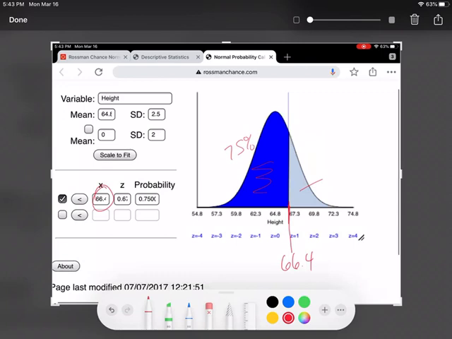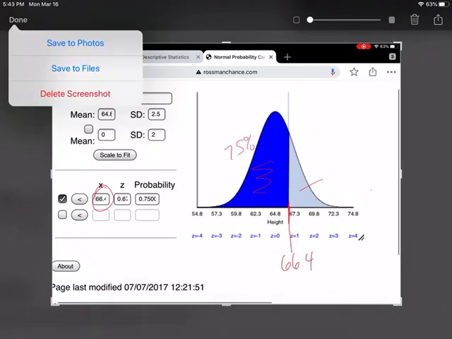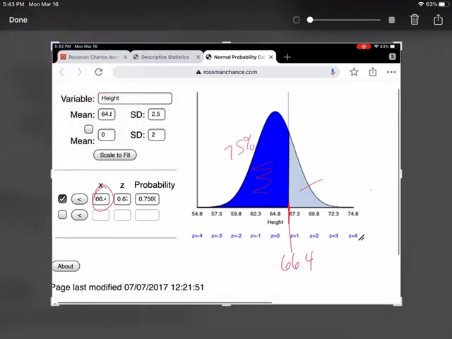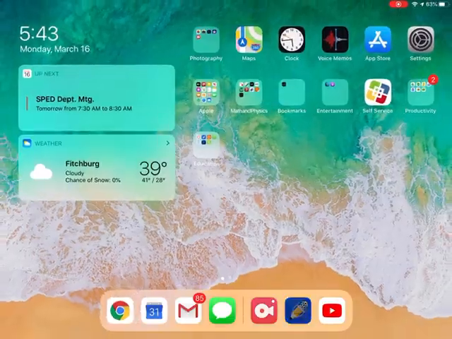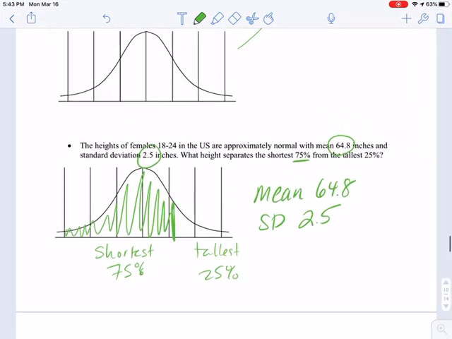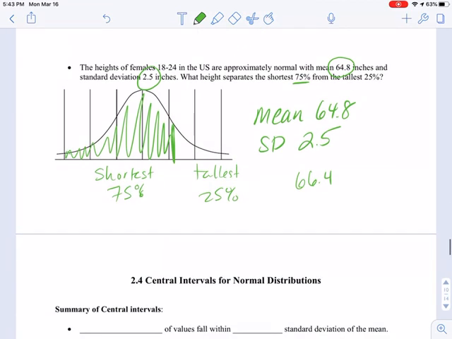Switching back to my notes. Oh, it doesn't want to go. Done.